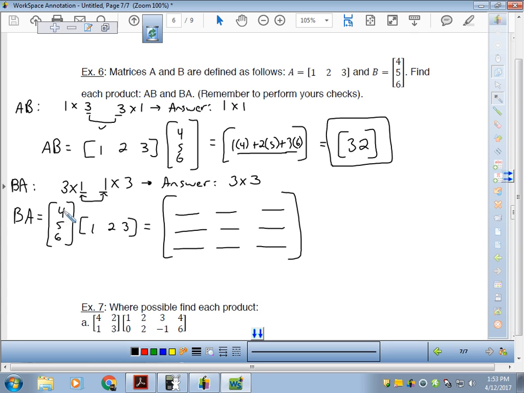of this, which is 4, multiply it by the first column of this, which is 1. So we'll have 4 times 1. For the next one, this is the first row, second column. So I'm going to take the first row of this, which is 4, multiply it by the second column of this, which is 2. So I'll have 4 times 2. For this element, this is first row, third column. So I'm going to take the first row, which is 4, multiply it by the third column, which is 3. So I'll have 4 times 3.